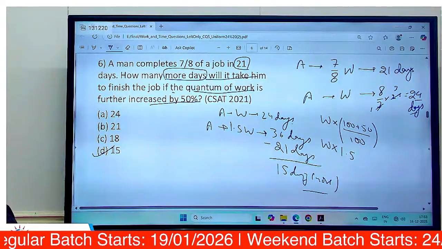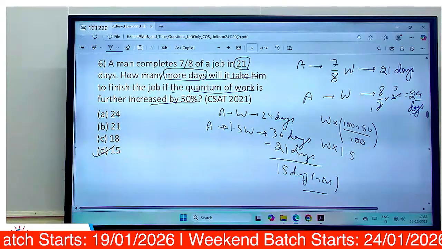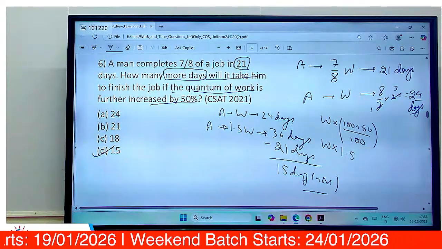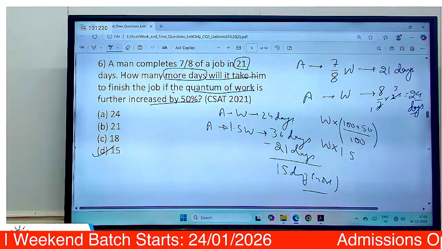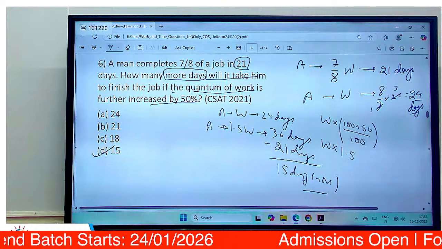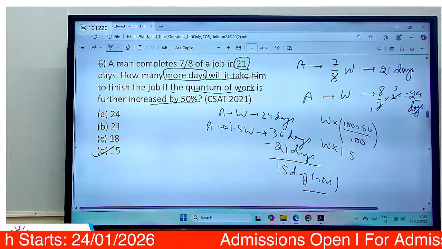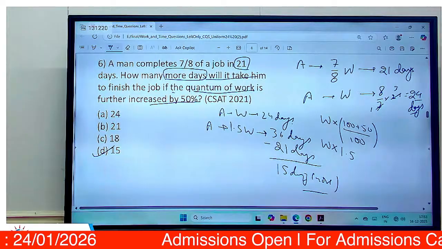Done? Then put heading: timeline based questions. Timeline based questions.